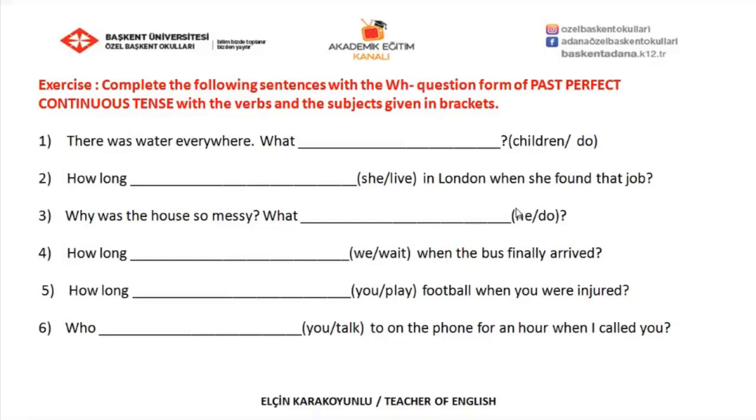Here's the first one. There was water everywhere. So, this is our subject, children, and do is our verb. So, this is a question word. After the question word, just remember we use had and then the subject and then been and the ing form of the verb. What had the children been doing?